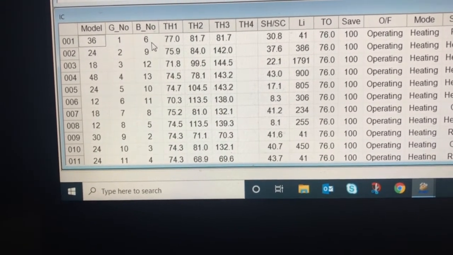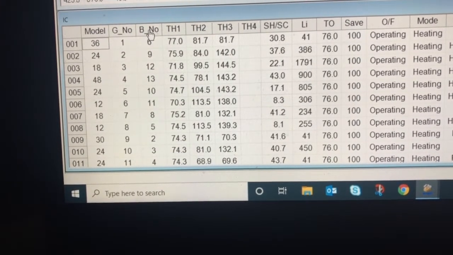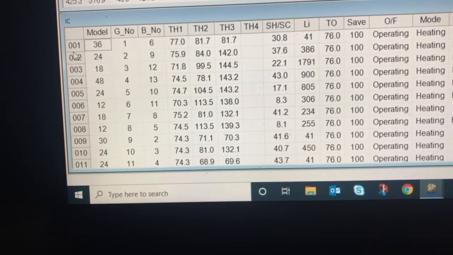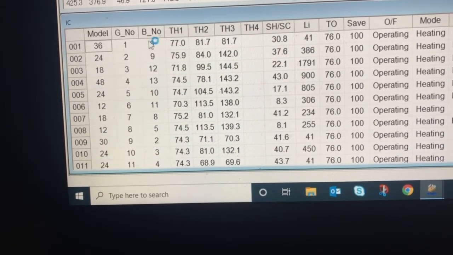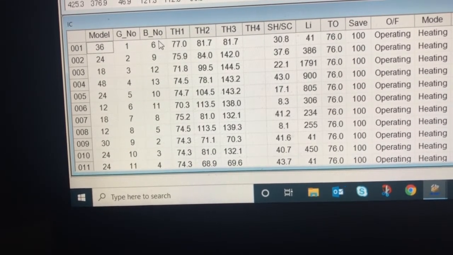All right, the next one is very important because it's the branch number, the branch box number. Although this is address number 1, it's branch box number 6. And you say, well, Jeff, what does that mean? All right, let me show you.